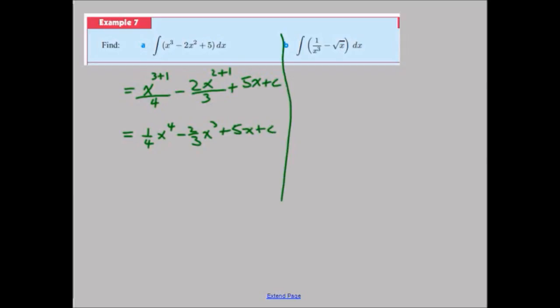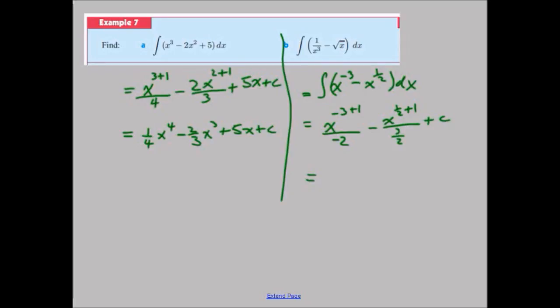And here we have some root signs. That's okay, we can deal with those. Let's rewrite this as x to the power of -3 subtract x to the power of 1/2 dx. Okay, now we can follow the same rules. So x to the -3, add 1 to that exponent, divide by that bigger exponent, which is now -2. Add 1 and divide by that next bigger exponent, which is 3/2, and our constant of integration.